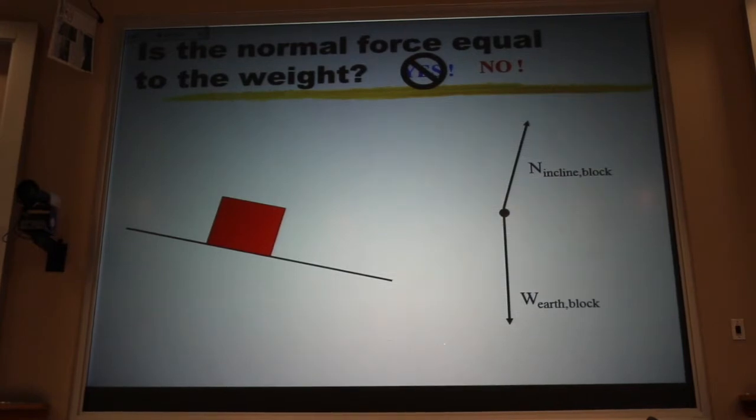If this is dry ice on slate, there would be no friction and it would speed up down the ramp. If I were to tell you that it's moving down the ramp at a constant velocity, that would tell you there has to be a friction force.